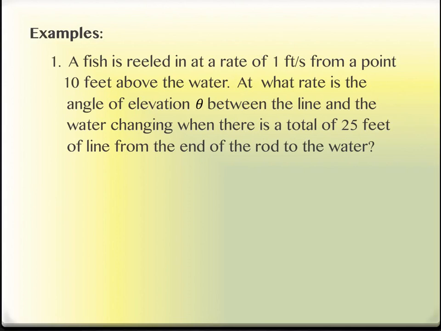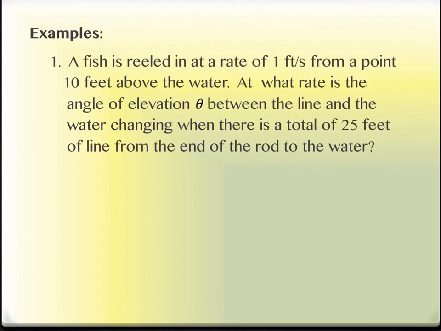So this first one, we're going to read through the problem, and we're going to make the sketch that it's talking about. A fish is reeled in at a rate of 1 foot per second from a point 10 feet above the water. At what rate is the angle of elevation theta between the line and the water changing when there's a total of 25 feet of line from the end of the rod to the water? If you're looking at this and saying, Dr. Hands, I don't fish, you don't need to. It's okay. The picture's going to set up into something that's very familiar.